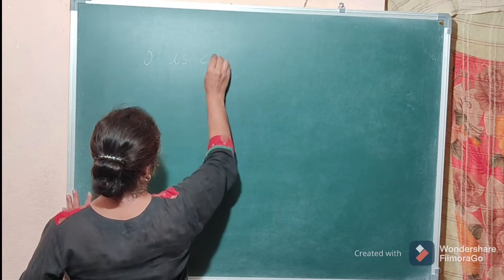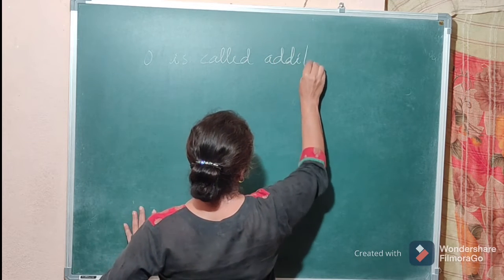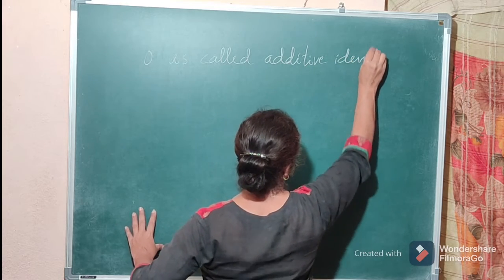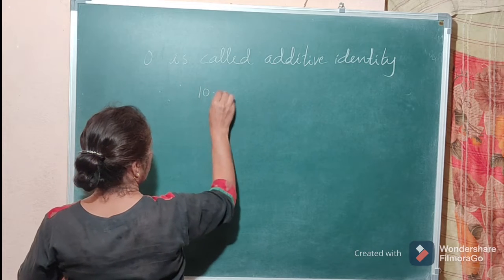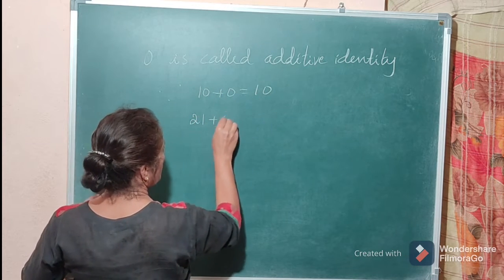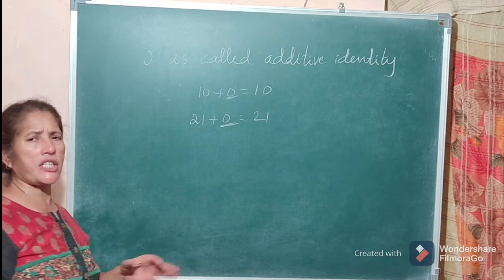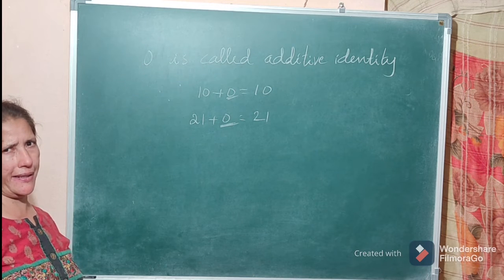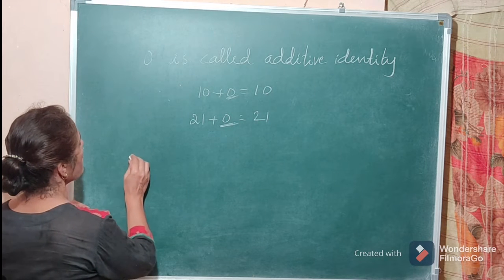0 is called additive identity, because 10 plus 0 is equal to 10, 21 plus 0 is equal to 21. That number, when you add, doesn't change the value. Such numbers are called identity. Understand?